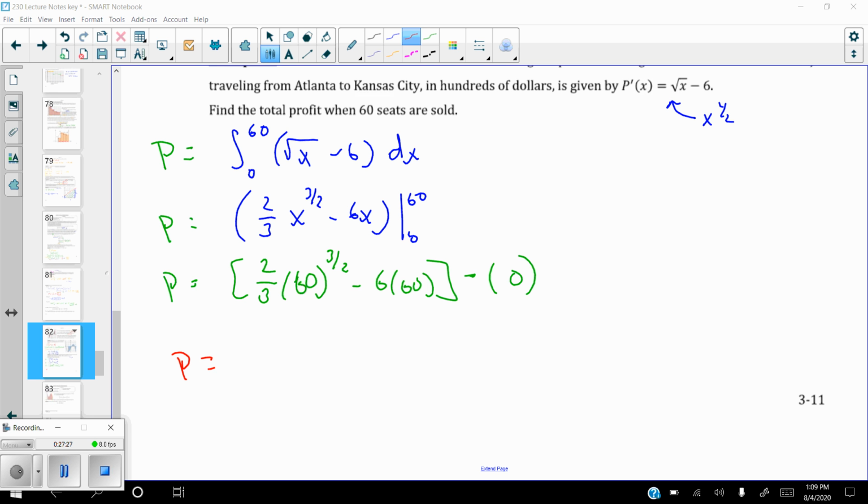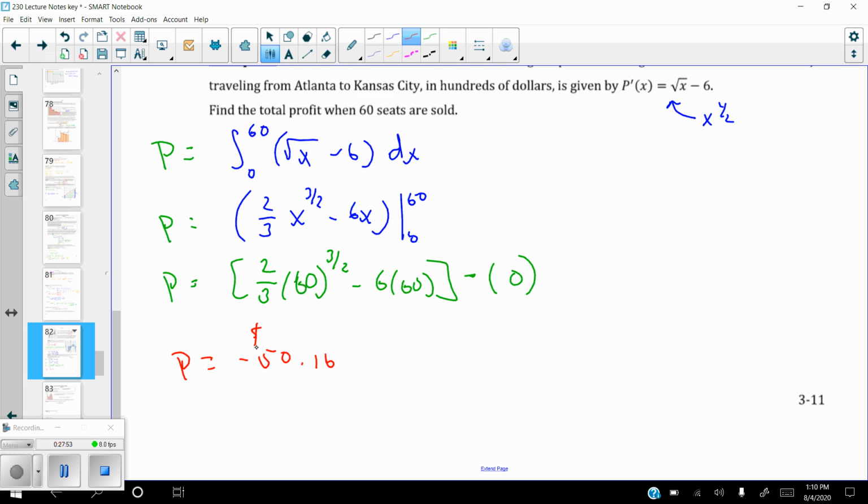And after plugging that into a calculator, we end up with negative 50.16. So it looks like if we only sold 60 seats on this flight, we're actually at a loss here. The profit is negative $50.16 overall. Probably have to sell a few more seats on a commercial airline before you can actually start making a profit.